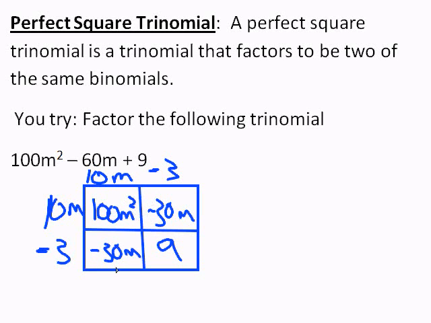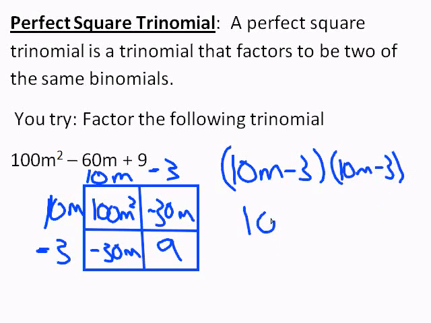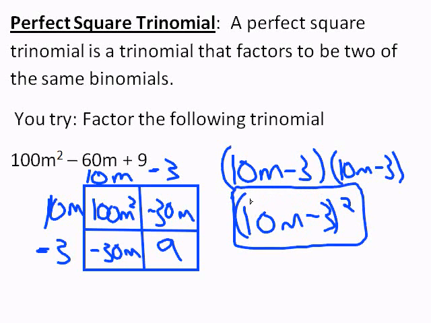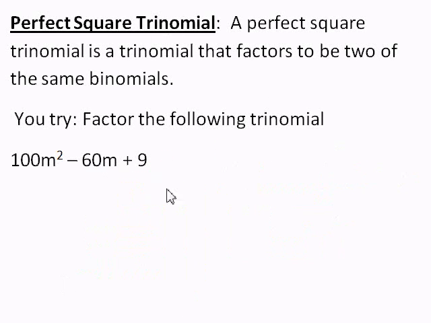So when we combine our like terms, we get 100m squared minus 60m plus 9, which is indeed our original expression. So we know we factored correctly. And our factors are 10m minus 3, 10m minus 3, which is the same thing as 10m minus 3 squared. Since we ended up with two of the exact same factor, we know that 100m squared minus 60m plus 9 is a perfect square trinomial.